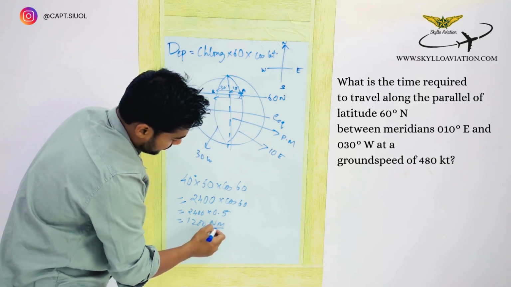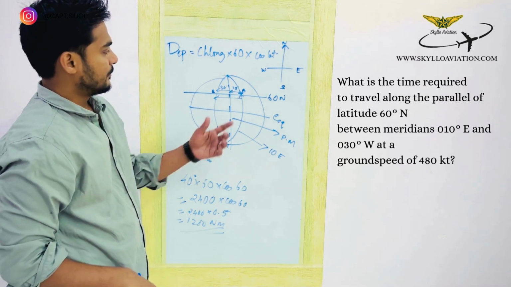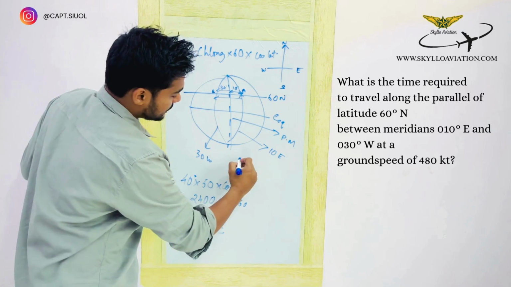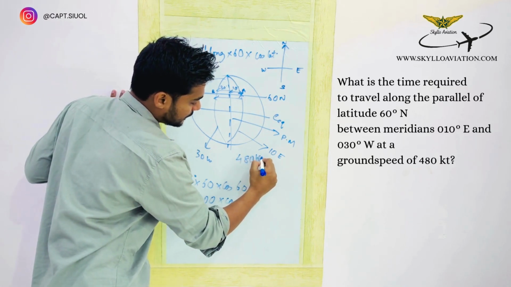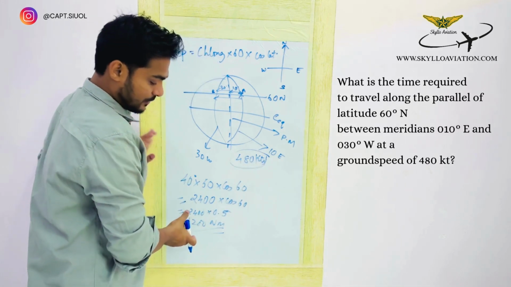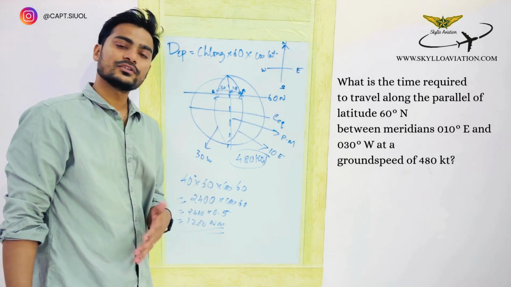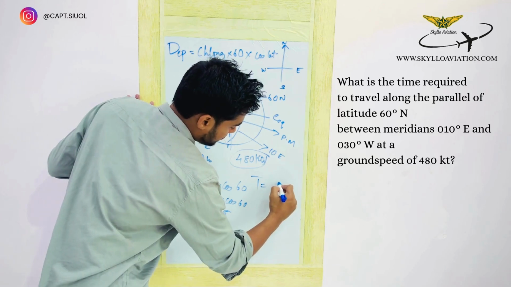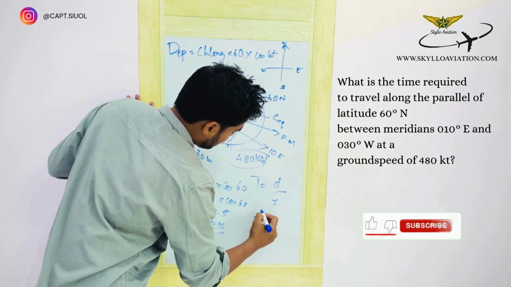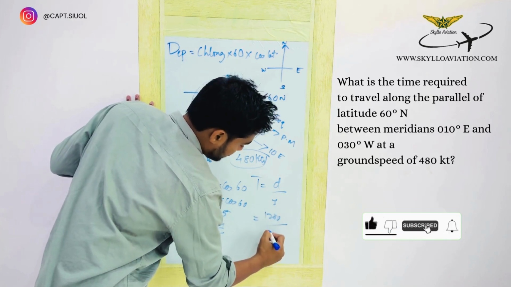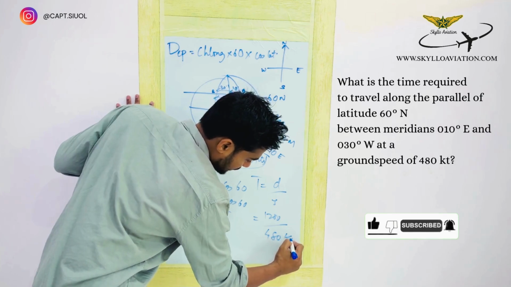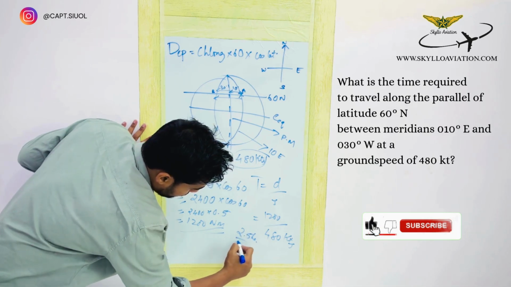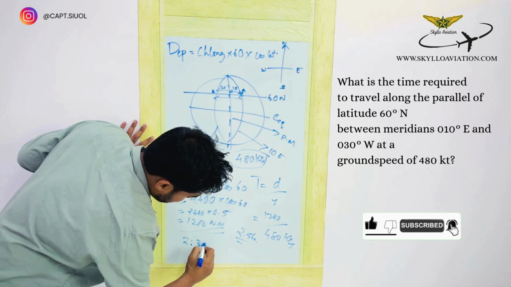So it will end up looking like 1200 nautical miles. Okay. Now we have a distance. We also have a speed given in the question. The question says your aircraft is flying at a speed of 480 knots. Okay. You have a distance, you have a speed. Now the only thing is your school basics maths. You want to figure out your time. Time is basically distance by speed. Distance is 1200. Speed is 480 knots. Okay. This gives us a time of 2.5 hours, or you could also say 2 hours 30 minutes.